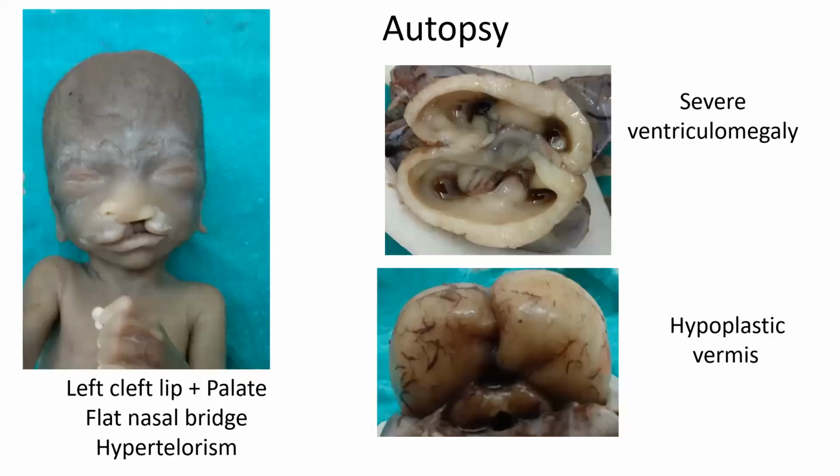So with these findings, the family was counseled and they decided to terminate the pregnancy. After the termination, the baby was brought for fetal autopsy. In fetal autopsy, we see the baby is having left side cleft lip plus palate, flat nasal bridge, and significant hypertelorism. In brain findings, there was severe ventriculomegaly, and here we can see hypoplastic vermis.